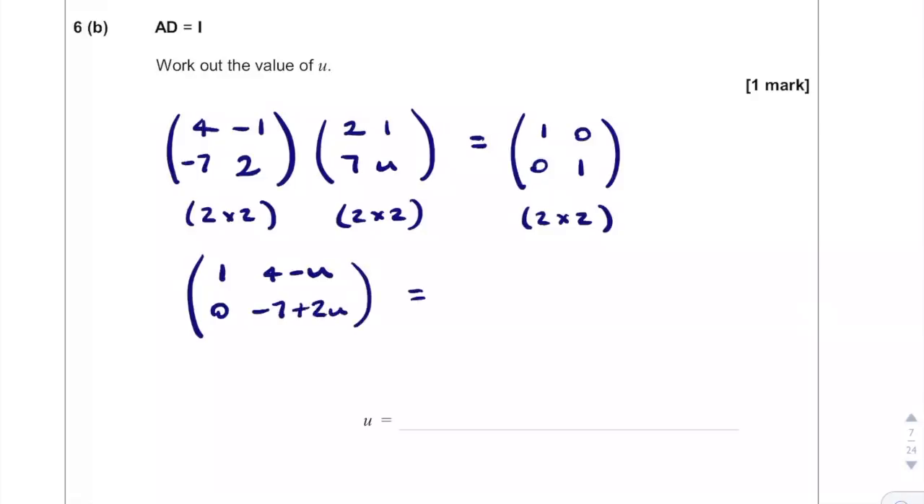Now what we can say is that this is equal to 1, 0, 0, 1. And of course we've got two equations in terms of u where we can use any of them to work out the value of u. I'm going to use that top one and say that 4 minus u is equal to 0. So u must therefore equal 4. Now that should be my answer, but I'm just going to double check that by substituting it into the second equation. So I get -7 plus 2 multiplied by 4. 2 times 4 is 8. -7 plus 8 is 1. So therefore I know u must be 4.